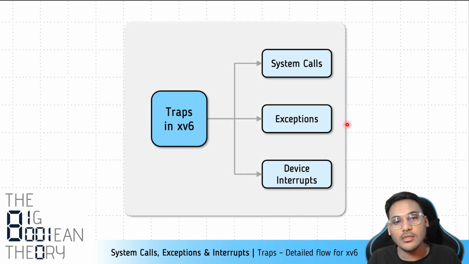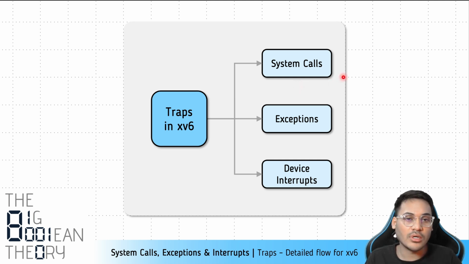Now if you see, all of these different types of interrupts, system calls, exceptions or device interrupts, as I discussed at the starting of this video, are referred to by a common name, that is traps. In the xv6 operating system, instead of referring to them as interrupts, the xv6 operating system uses the term traps, right? Now the idea is that there is a common flow that is used to handle all of these different types of traps in the xv6 operating system.